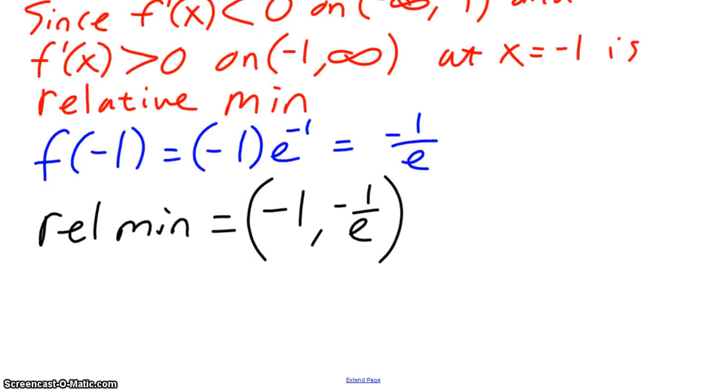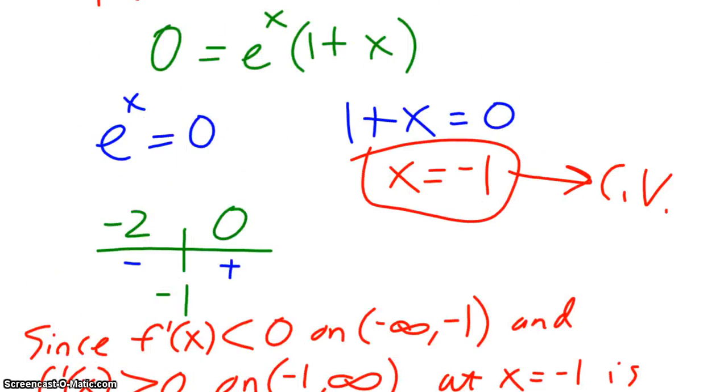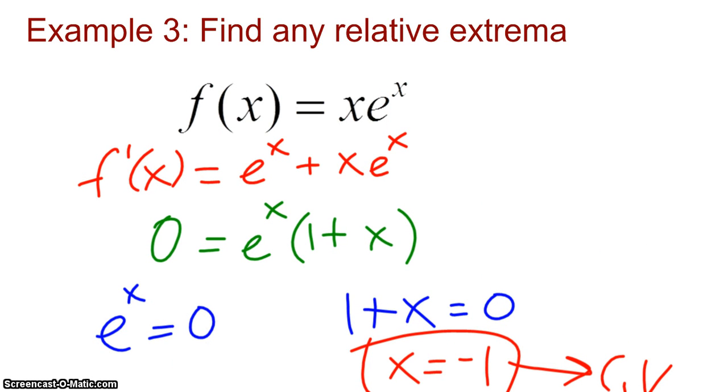Okay, so we have a relative minimum at the point -1 over e. How do we get that? Let's go back up to the top. First, the derivative, f prime of x. We have to use the product rule. The derivative of the first is 1 times the second, which is e to the x, plus the first, which is x, times the derivative of the second, which is still e to the x.